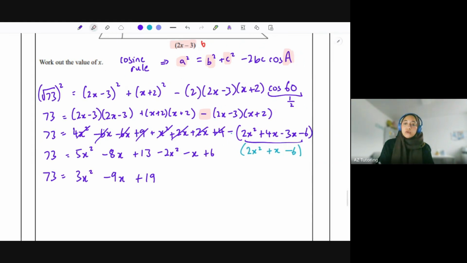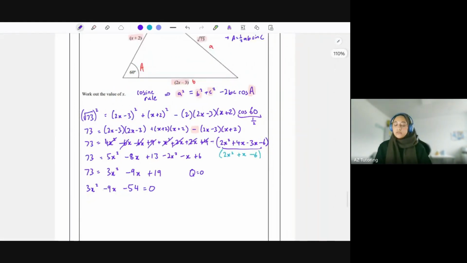You should notice that we've got a quadratic. We've got something x squared, something x, and a number. So we always make quadratics equal to 0. Let's bring everything over, well, just that over to this side to make it equal to 0. So we get 3x squared minus 9x. Then 19 minus 73 gives you minus 54 equals 0. So this is what we need to solve to find x.